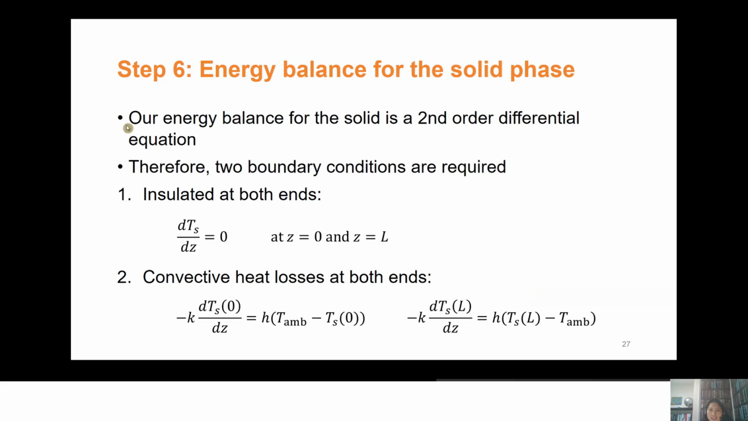We define our boundary conditions. So it is a second order differential equation, and we need two boundary conditions. So there are two sets of possible boundary conditions, and I'm showing it here. The first set is that the reactor is insulated at both ends. Thus the temperature gradient is set to 0 at Z equal to 0 and Z equal to L. So insulated at both ends, temperature gradient is 0.